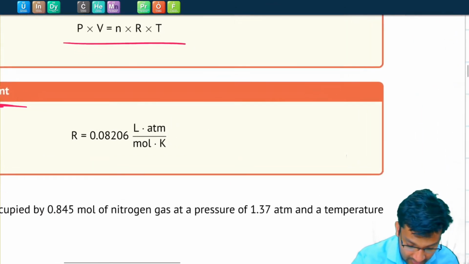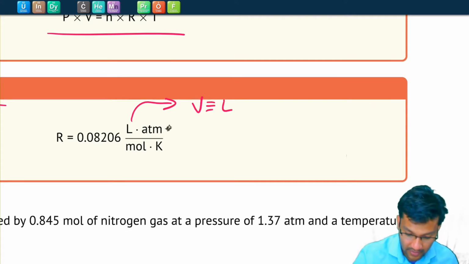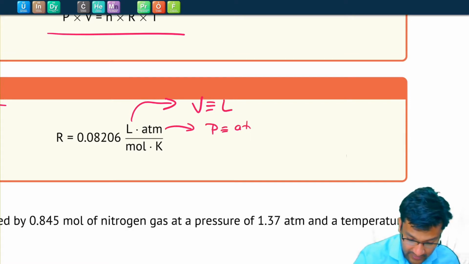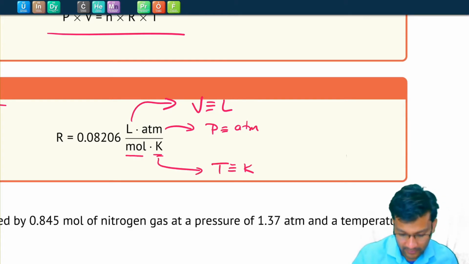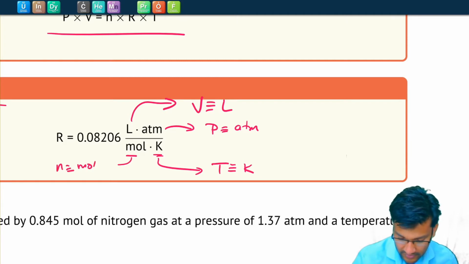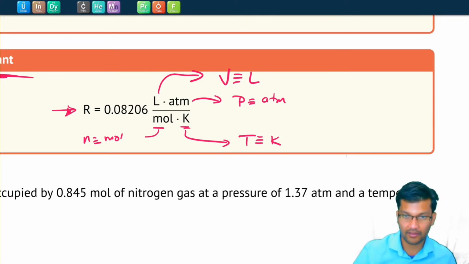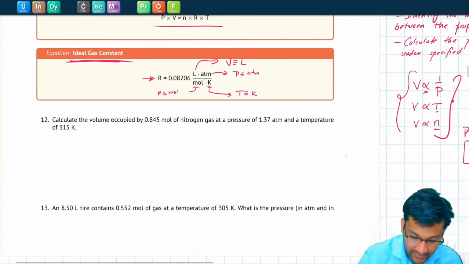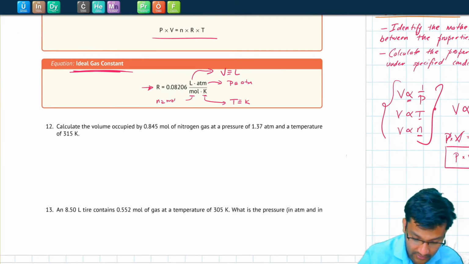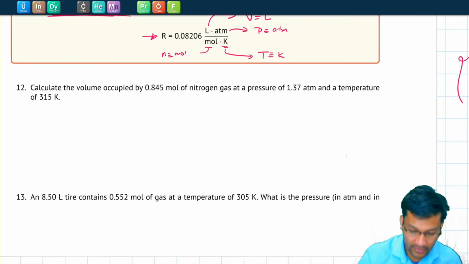So a few things to note here. If you're using this constant, volume must be in liters, pressure must be in atmospheres, and temperature must be in kelvins. And well, number of moles must be in moles. So if we're using this ideal gas law equation, we must express volume in liters, pressure in atmospheres, temperature in Kelvin, and moles in number of moles to make this work. Okay, now that you know the equation, you know the constant, you know the PV is equal to nRT equation, try to see if you can tackle these questions on your own.